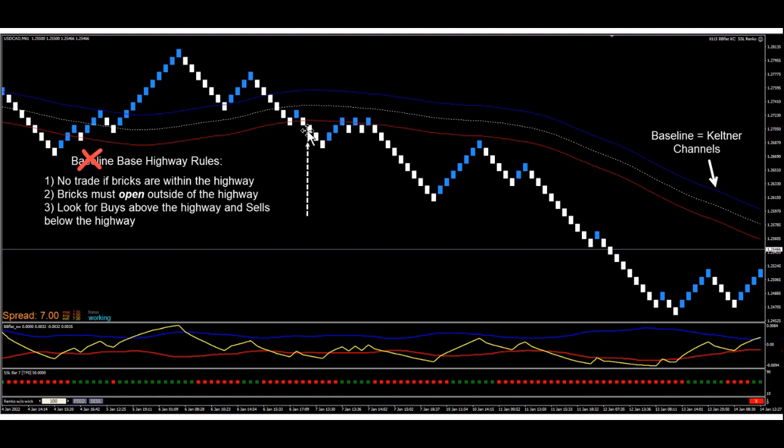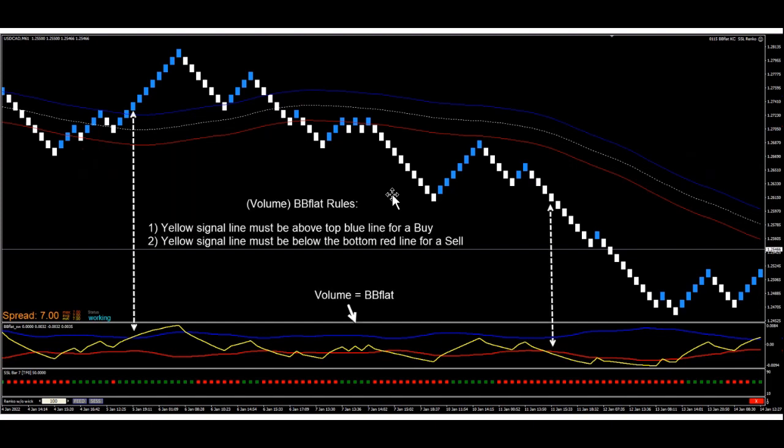And that means even if they're stepping outside of the line here, until they open completely outside of that highway is a no trade zone. So again, no trading when bricks are within the highway. And again, bricks must open outside of the highway, not just close outside the highway. And it's pretty simple. You look for buys when the bricks are opened above the highway, and you look for sells when the bricks are opened below the highway.